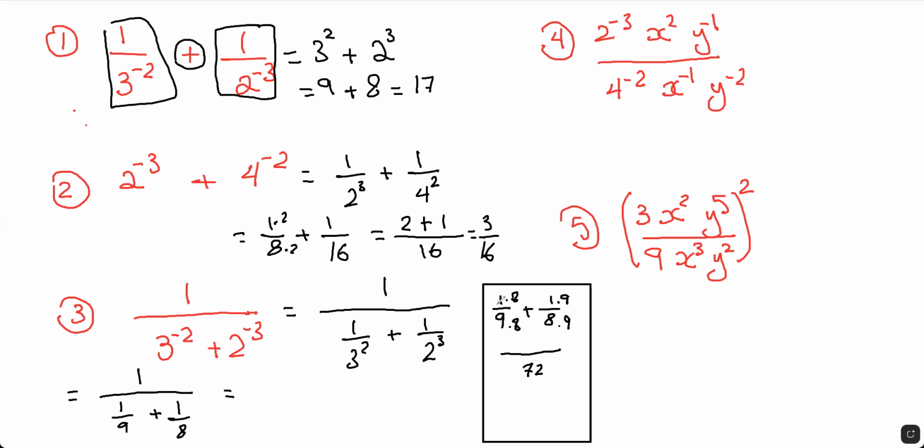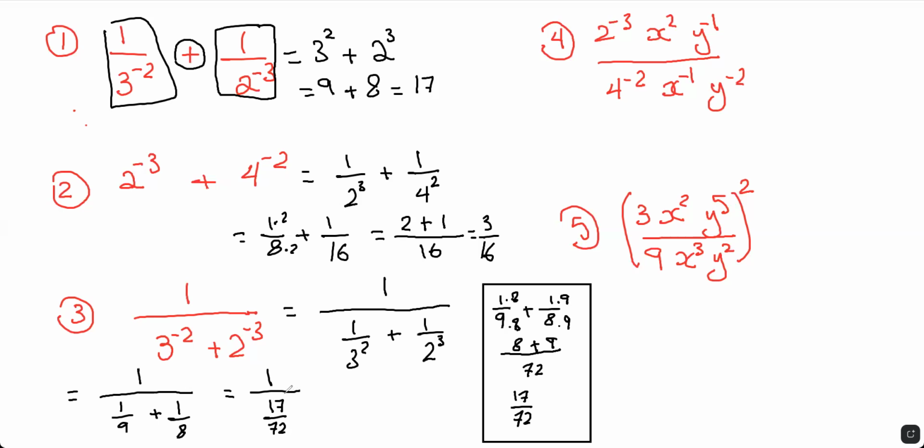Okay. Now in the top, 1 times 8 will give you 8. And 1 times 9 will give you 9. 9 plus 8 is 17 over 72. And therefore, this will be 1 all over 17 over 72. Yeah, because we still have the 1 on top.